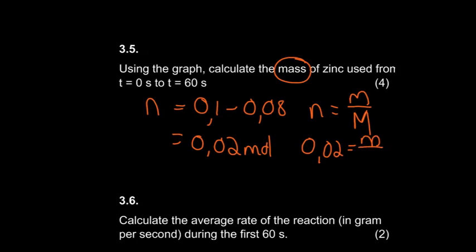Capital M is the molar mass, and you would look it up on your periodic table. I don't know zinc's molar mass off the top of my head, which is very sad, and that's 65 grams per mole. To get that on its own, you go 65 times 0.02, and we get 1.3 grams. It's a tiny, small amount. We're not going to use a lot.